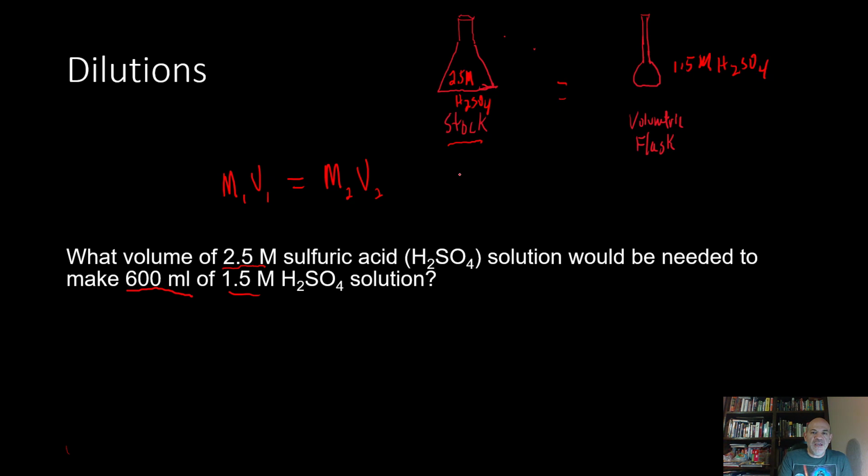So this was kind of like the equal sign between the stock and the dilution, right? When I think about it, if we label the stock with subscript 1 and the diluted with subscript 2, what are we given in this problem? We're given the initial molarity. It is equal to 2.5. And here we can just keep capital M. We don't need to write it as moles per liter.